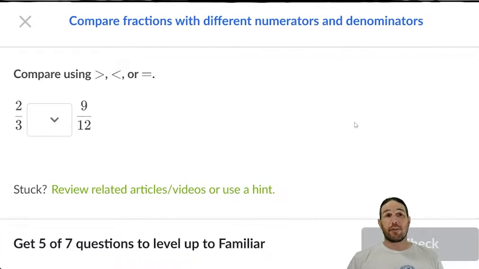2/3 and 9/12. There are lots of ways that students can do this. At this point, we've probably got a good solid 10 or 12 videos behind me on how we can make this work. You can compare each of them to 1, although in this case, they're both less than 1, so that doesn't help. Or you can try to find a common denominator and count them up that way. That definitely works. So in fact, I think that's what we're going to do here.